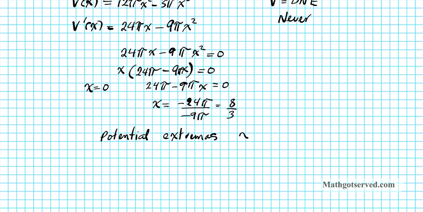All right, so our potential extremas that we're going to consider are the endpoints. Let's put them in increasing order: 0, 8/3, and 4. This is an endpoint and a critical point. This is a critical point, and this is an endpoint. So these are the three things we're going to evaluate to find the maximum, okay?